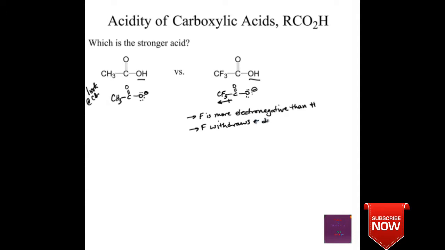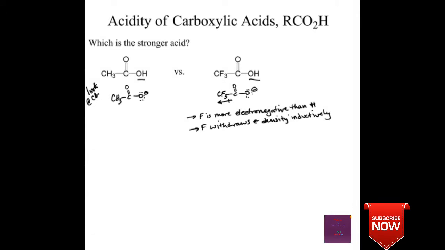Withdraws electron density inductively. This is an inductive effect, meaning there's not a resonance form we could draw for this. We just use this arrow showing that the electrons in these bonds are being pulled toward the fluorine. They're being pulled toward the fluorine, and therefore this carbon-carbon bond is being pulled as well. Okay, so those are the facts.